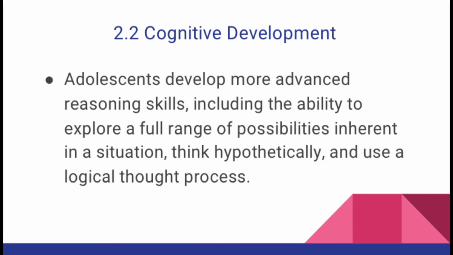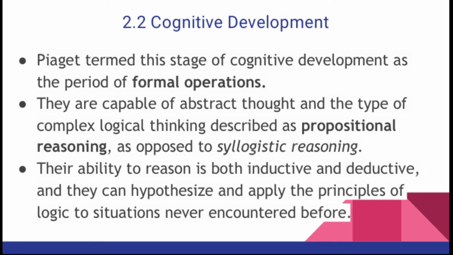Cognitive development. Adolescents develop more advanced reasoning skills, including the ability to explore a full range of possibilities inherent in a situation, think hypothetically, and use logical thought processes. Piaget termed this stage of cognitive development as the period of formal operations. They are capable of abstract thought and the type of complex logical thinking described as propositional reasoning, as opposed to syllogistic reasoning. Their ability to reason is both inductive and deductive, and they can hypothesize and apply the principles of logic to situations never encountered before.